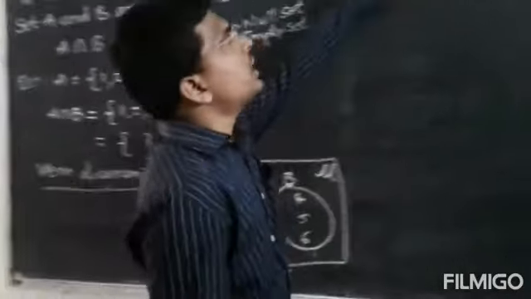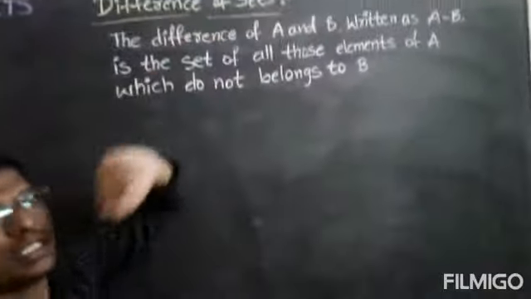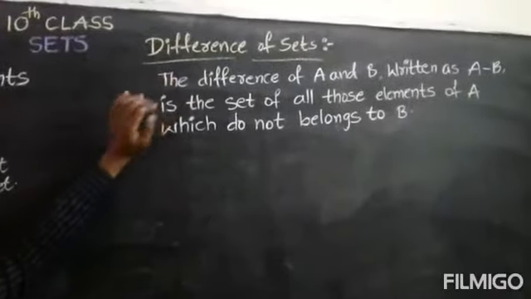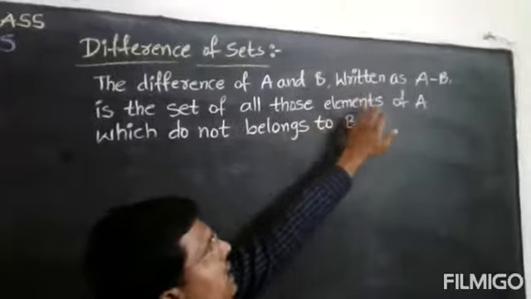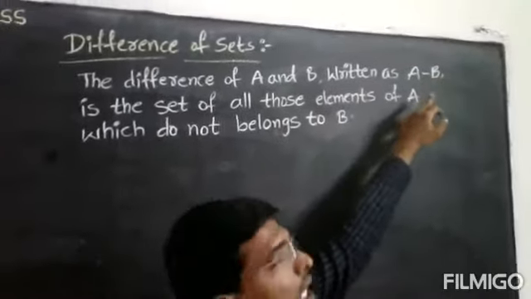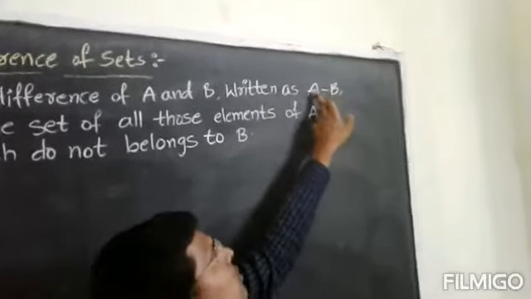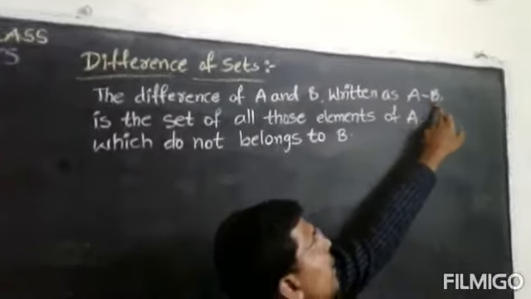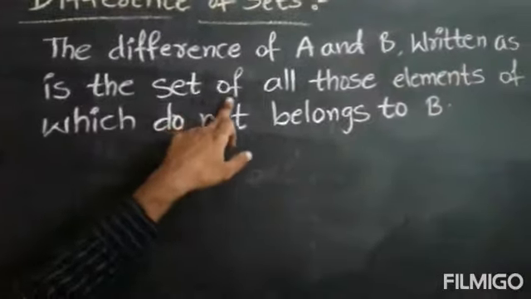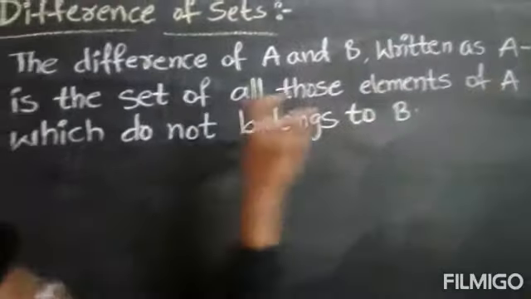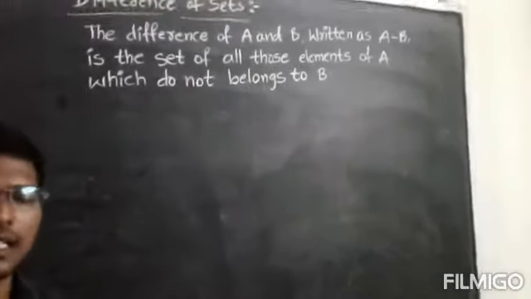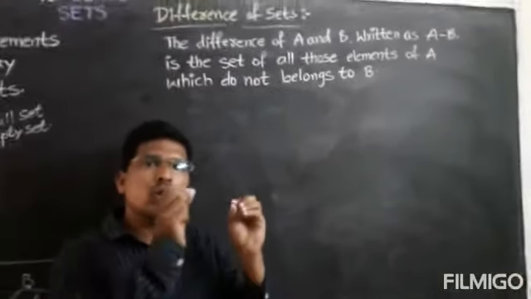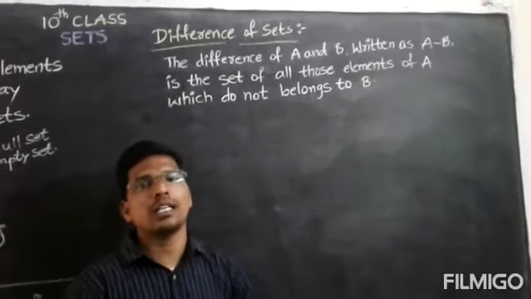Then, coming to the topic of difference of sets. What is the definition? The difference of A and B is written as A minus B. As you know from childhood, difference means minus. So A minus B is the set of all those elements of A that do not belong to B. A minus B is nothing but the elements that belong only to set A but do not belong to set B.